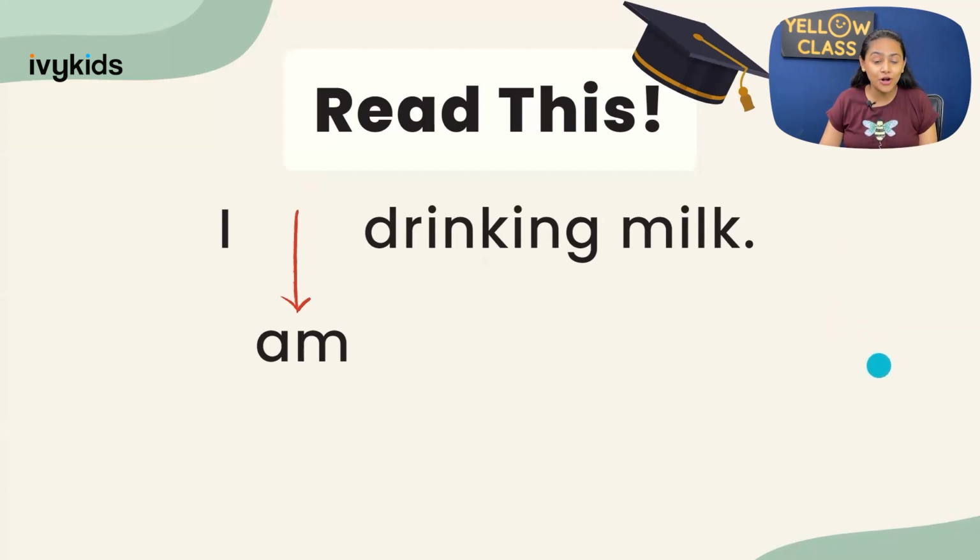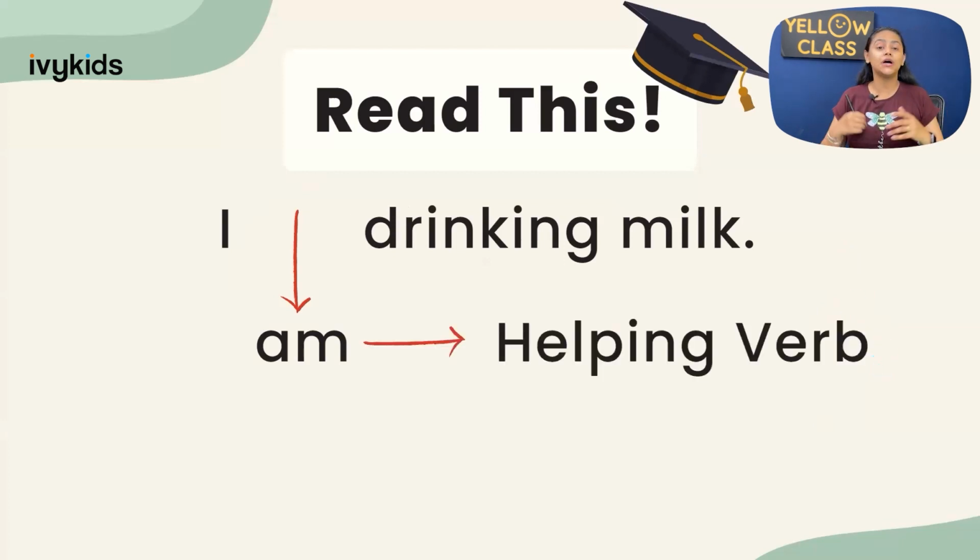And what are they called? They are called helping verbs. So with the help of helping verbs is, am or are, the sentence gets a sense. I drinking milk is a wrong sentence, but the moment we added am in it, it became I am drinking milk, which is an absolutely correct sentence.